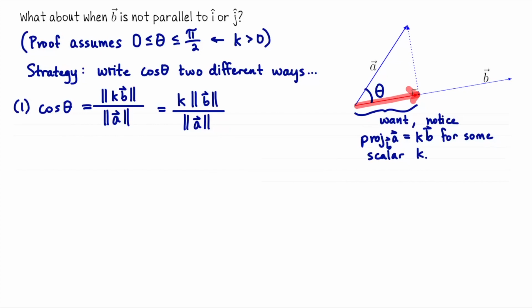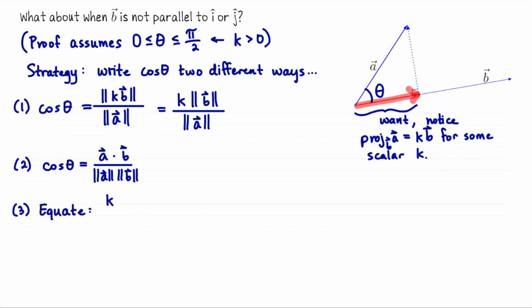The other way to write cosine theta is going to be using the dot product, so this might be a newer formula. We have two vectors here, A and B. Theta is the angle between them. So we can say that cosine theta is A dot B divided by the length of A times the length of B. Now we have two equally valid expressions for cosine theta. Let's set them equal to each other. So to start with, we had k times the length of B all over the length of A. And then we found A dot B all over the length of A times the length of B.